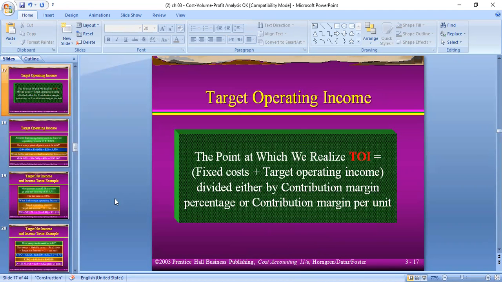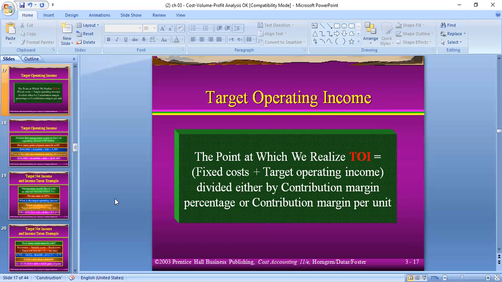Target operating income. How to get the point that realizes a target operating income. I told you that for getting the break-even point in quantity or value, we have to divide total fixed cost by what? If dividing total fixed cost by contribution margin per unit, it gives the quantity of break-even. If dividing total fixed cost by contribution margin percentage, it gives the value of break-even.